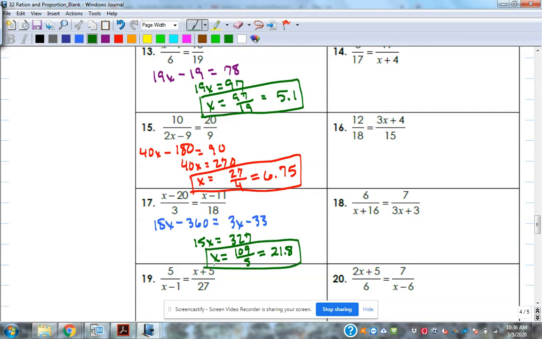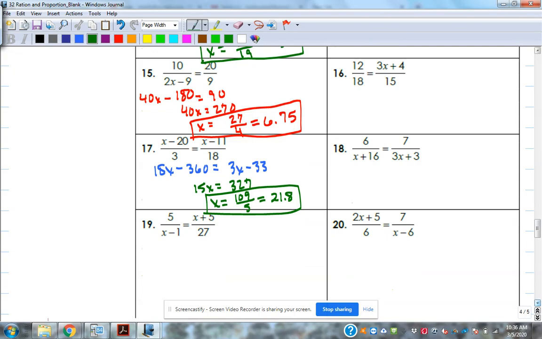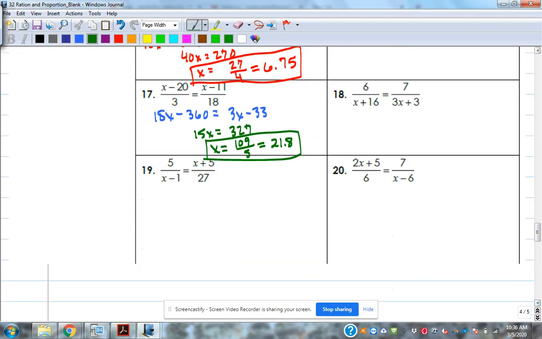All right, 19 and 20 are where you get to decide how good your algebra 1 teacher is. Because what happens when you do the cross product here? Yeah, you get x minus 1 times x plus 5 equals 5 times 27, which is 135. And then to solve that, you got to multiply this out. X squared plus 4x minus 5 is 135.